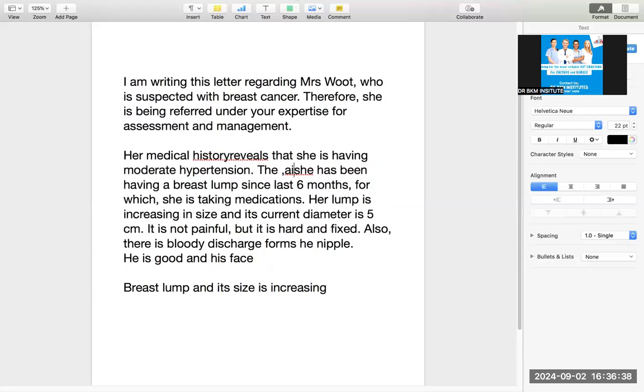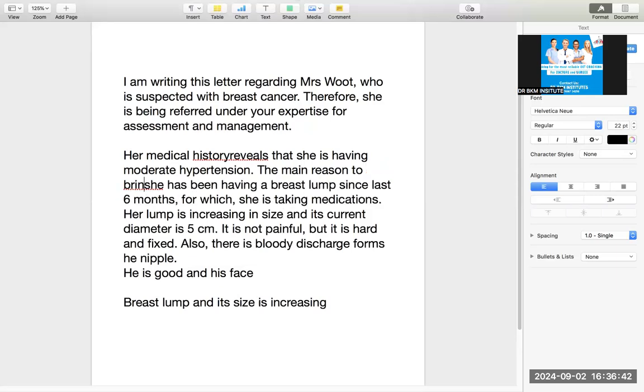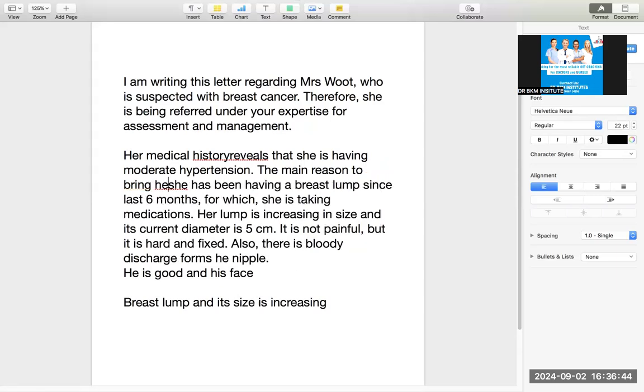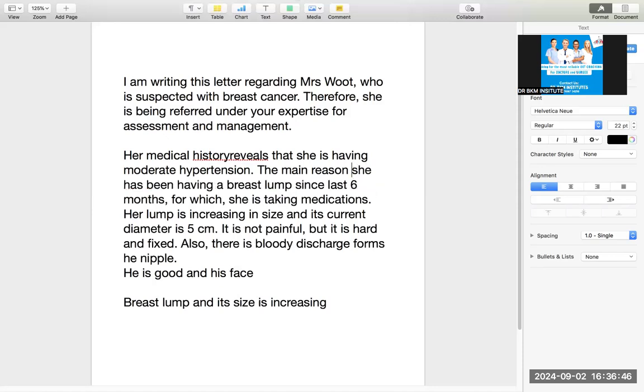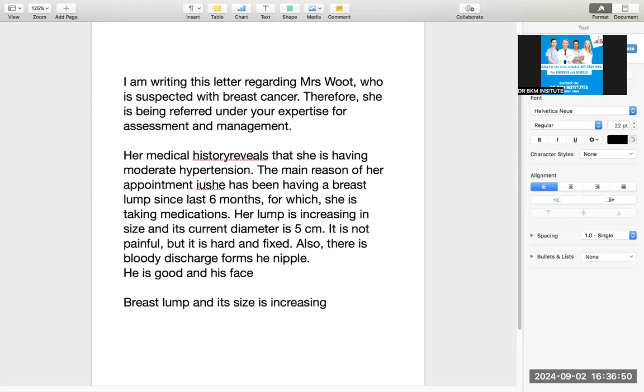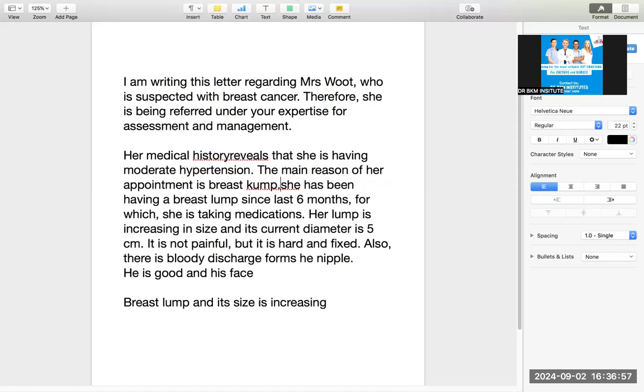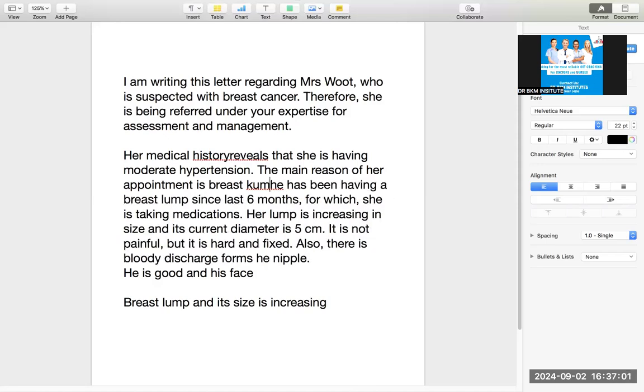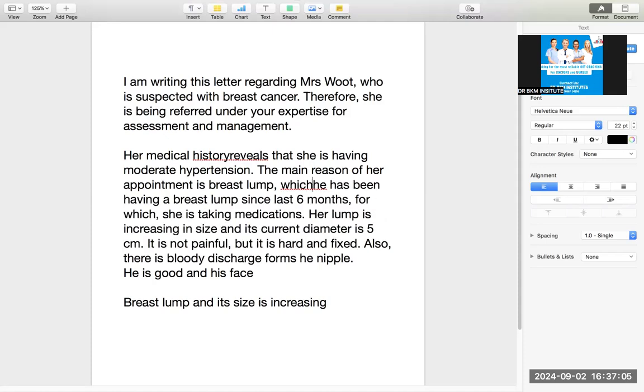The main reason of her appointment is breast lump. Again, if the letter is tough, I will try to write it as simple as I can, which she has been having. Which she has been having.